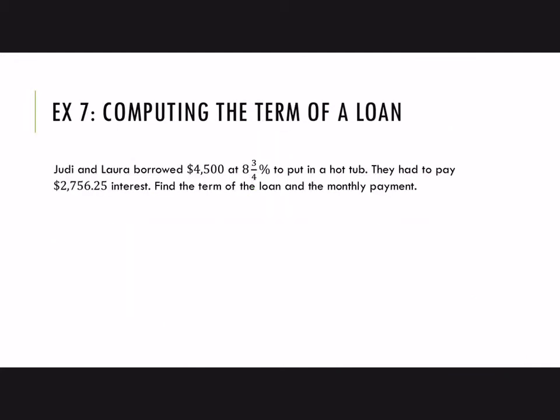All right, how about an example of calculating the term of a loan, the time period? Judy and Laura borrowed $4,500 at 8 3/4% to put in a hot tub. They had to pay $2,756.25 in interest. That's quite a bit. Find the term of the loan and the monthly payment.